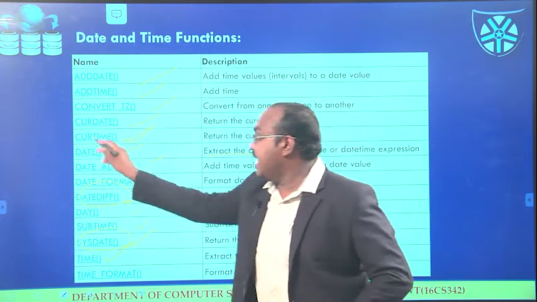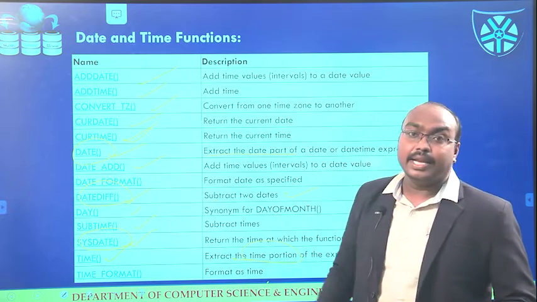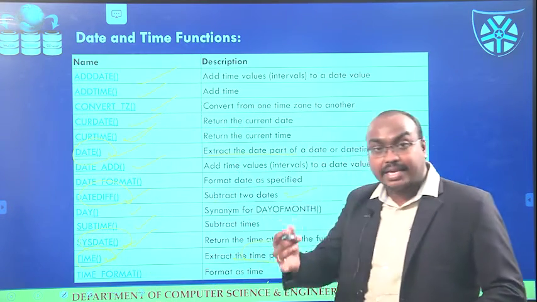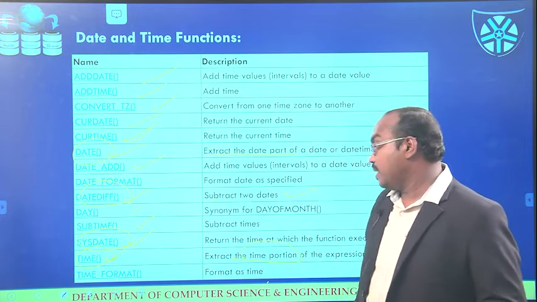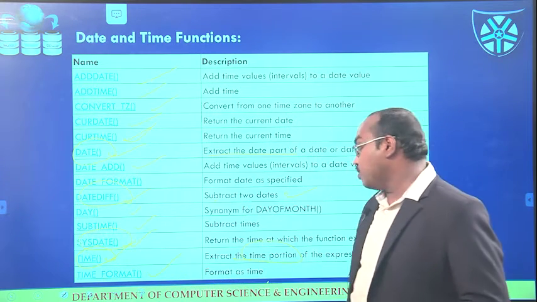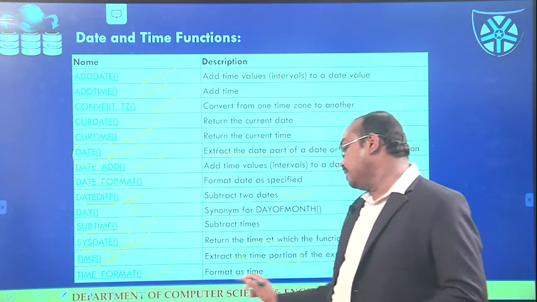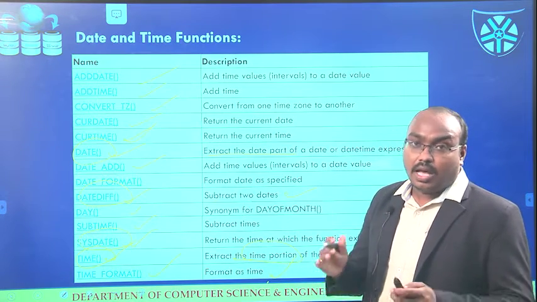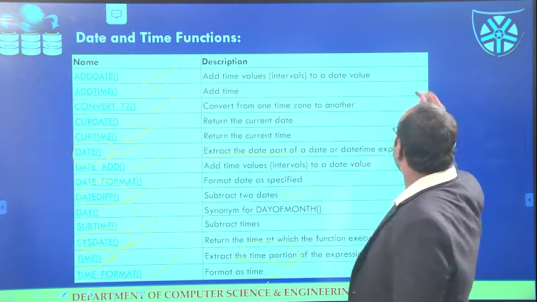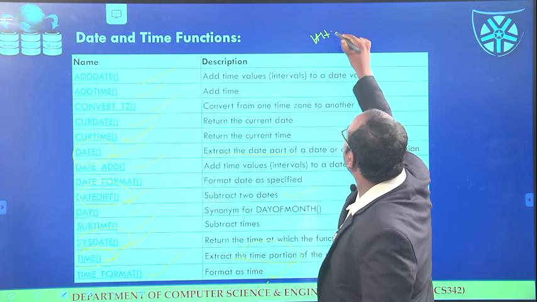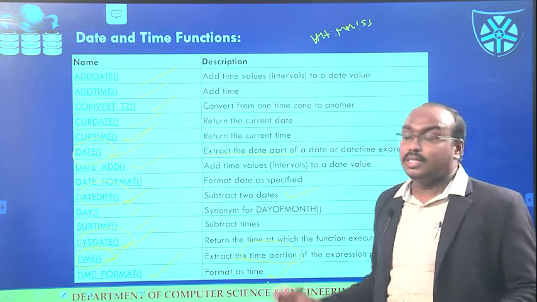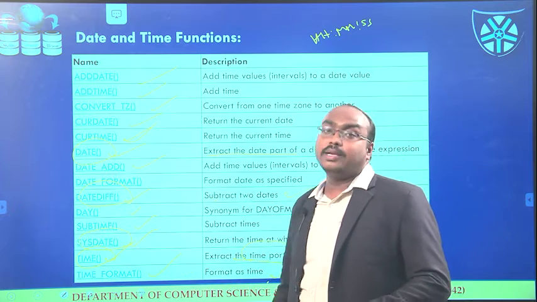Here the date function extracts only the date part. The time function extracts only the time part. And the next one, TIME_FORMAT. The time format function returns the format of the time. In which format? Hours, minutes, seconds. So in this format the time will be written.